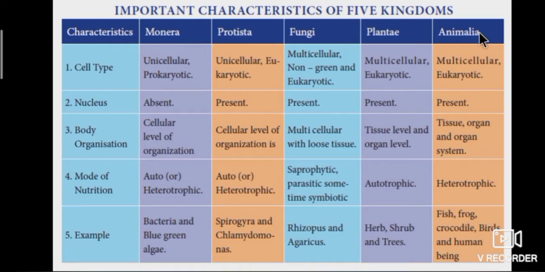Fifth one, Animalia. It is multicellular and eukaryotic. In Animalia, nucleus is present. Body organization takes place in tissue, organ and organ system. Mode of nutrition is heterotrophic. Example, fish, frog, crocodile, birds and human being.